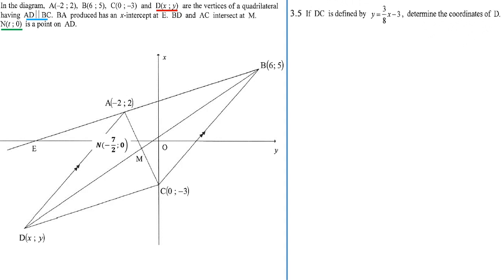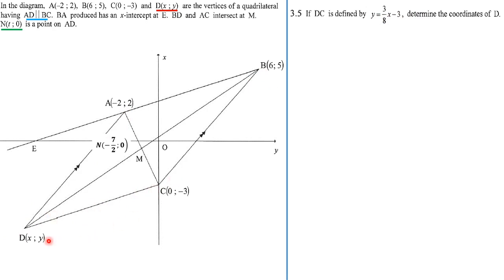3.5. If it is a condition, if DC is defined by this equation, y is equal. We already know the equation of AD, we know the equation of BC, and now we are given the equation of DC.